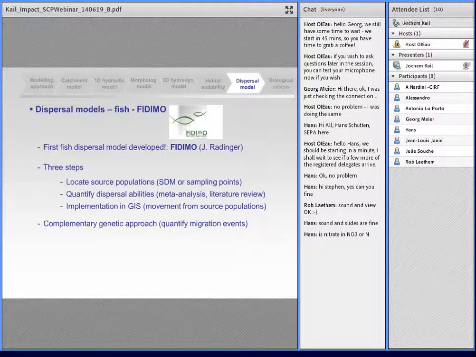And the third step is that you have the coordinates of the source populations and you have knowledge about dispersal abilities, and you can then implement this in a GIS to really model it for a specific river network. And I would like to mention that we also applied a complementary genetic approach to quantify these dispersal abilities.